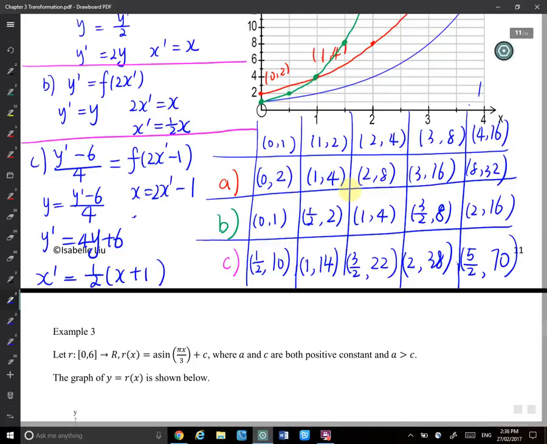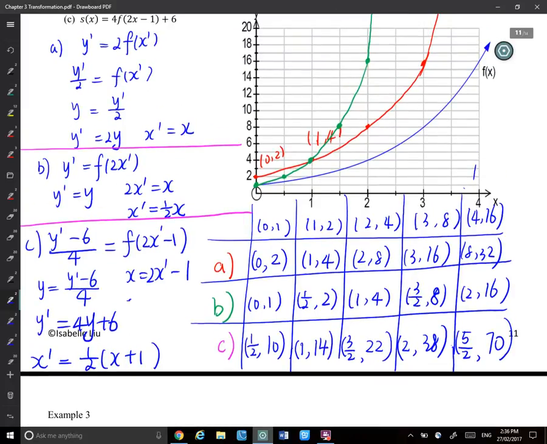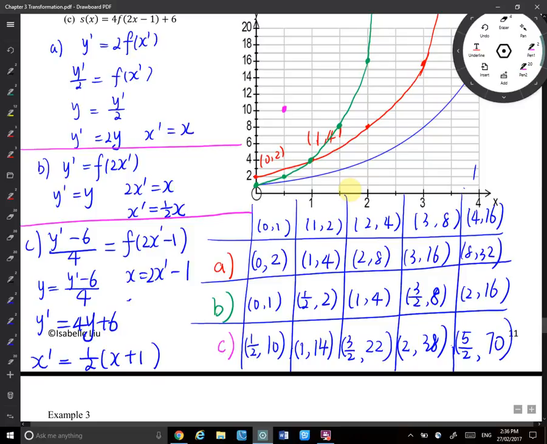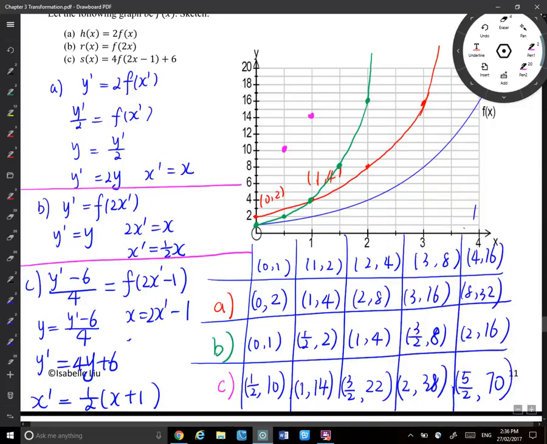What I can draw is the first 3. Okay, very likely I can draw the first 3. So I have a half and 10, 1 and 14, 3 over 2 and 22 is somewhere above here.